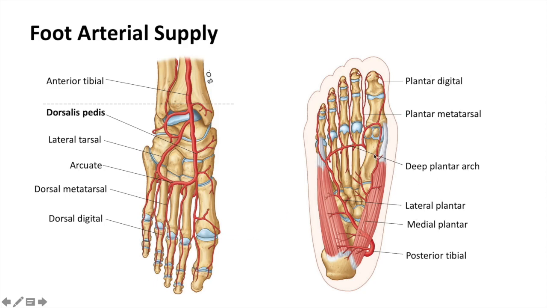On this plantar side, we've got a deep plantar arch that had come from the lateral plantar. Our medial plantar is coming up along the medial aspect, and it's not going directly into that arch, but it's going farther up to that MTP joint and going to make the plantar metatarsals and then to the plantar digitals. And then it's coming back down to anastomose with a deep plantar arch.